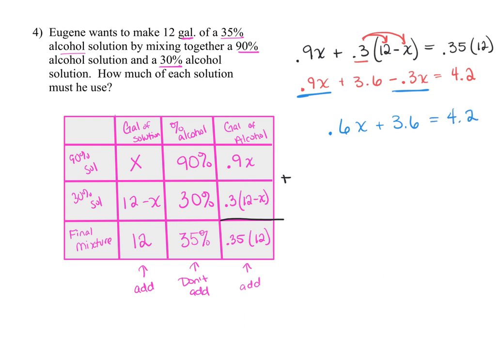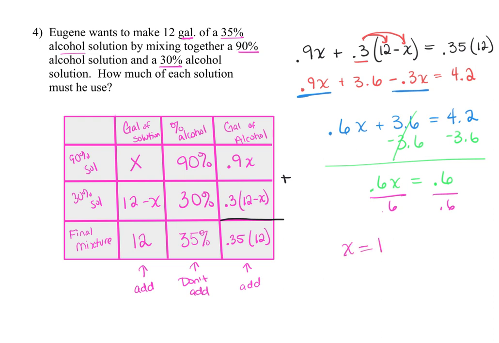All right, what do I do here? Subtract what? 3.6. Subtract my 3.6. All right, those cancel. 0.6x equals 0.6, right? Divide both sides by 0.6. What does x equal?